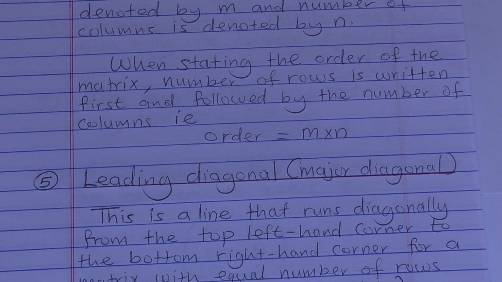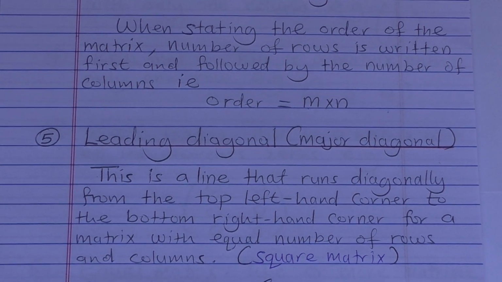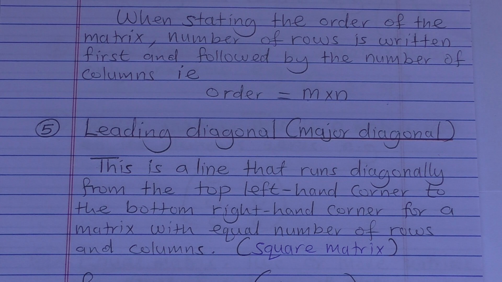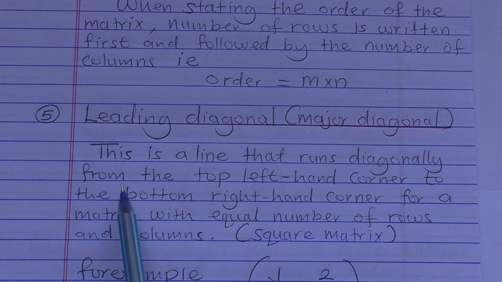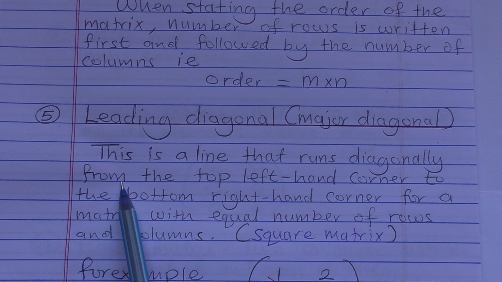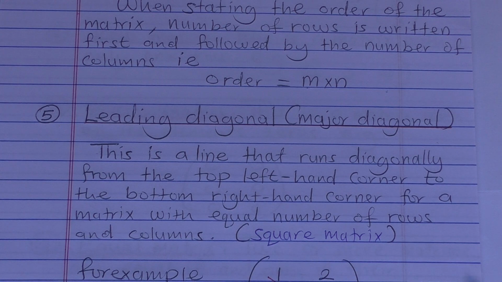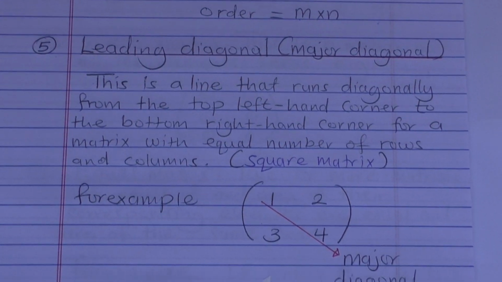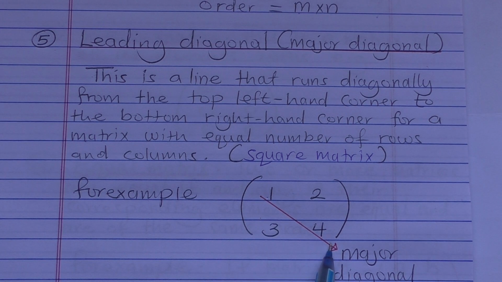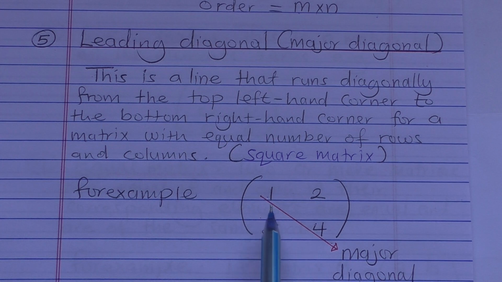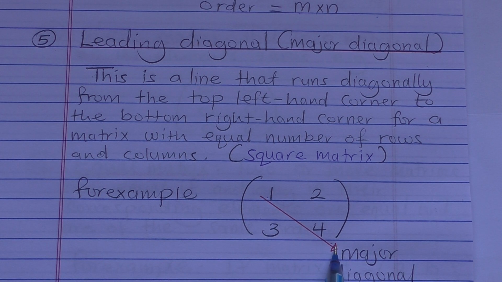We go to our fifth term, that is leading diagonal or major diagonal. The leading diagonal or major diagonal is a line that runs diagonally from the top left hand corner to the bottom right hand corner of a matrix. This is what we mean. This is the top left hand corner running down to the right hand corner, and this is what we call the leading or major diagonal.